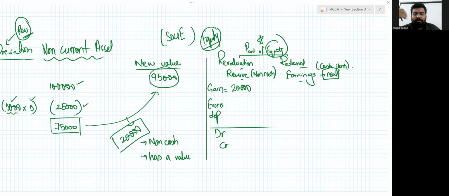Revaluation reserve, owner owns. Retained earnings, owner owns. Because retained earnings is basically all the earnings, all the profits of last year and this year. If the owner doesn't withdraw the profit, all profits will be put in the retained earnings. So that's also something the owner owns. So actually, this is the equity statement. One part is revaluation and another part is retained earnings. So under revaluation, we write the gain.